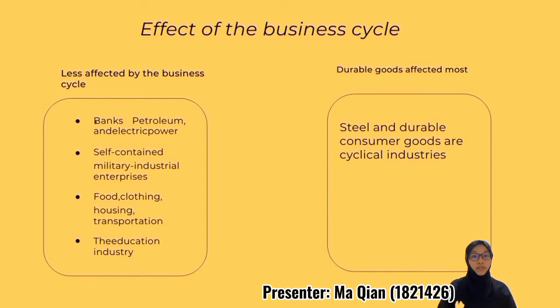At the same time, durable goods are affected most. Steel and durable consumer goods are cyclical industries, and their movement status is closely related to the economic cycle. When the economy is on the rise, these industries will follow the expansion. When the economy is in recession, these industries will decline accordingly.